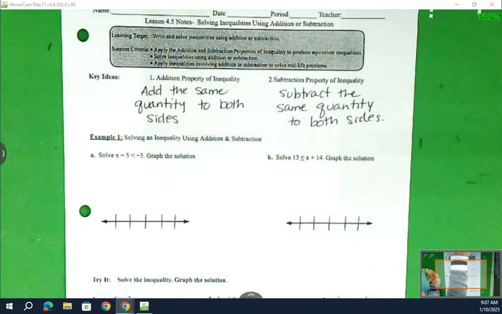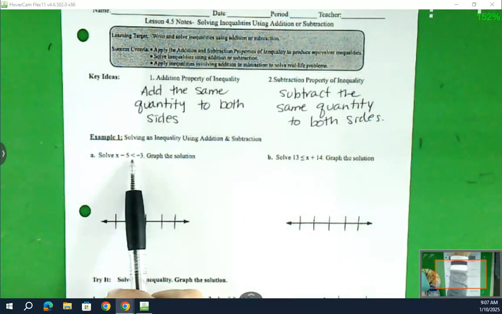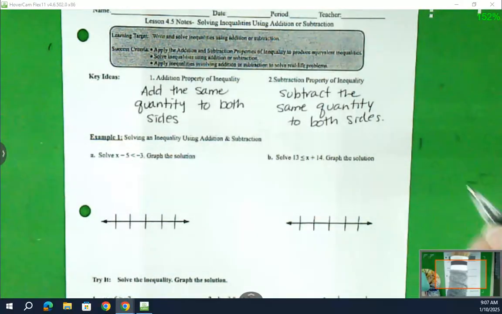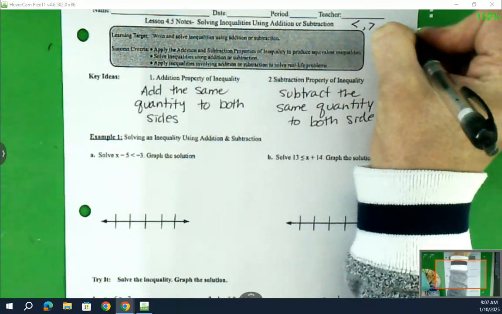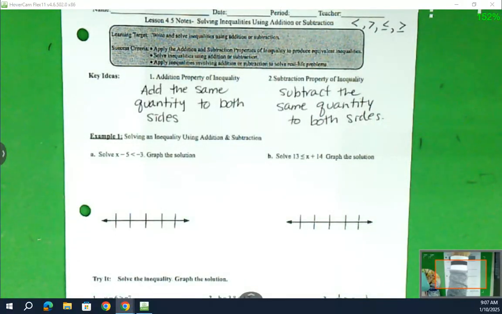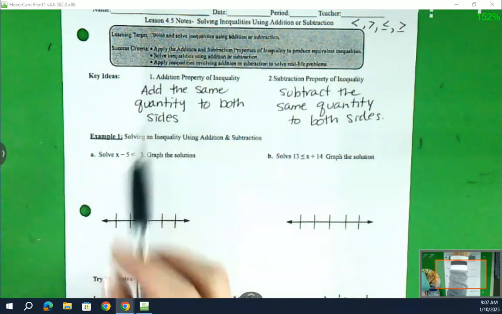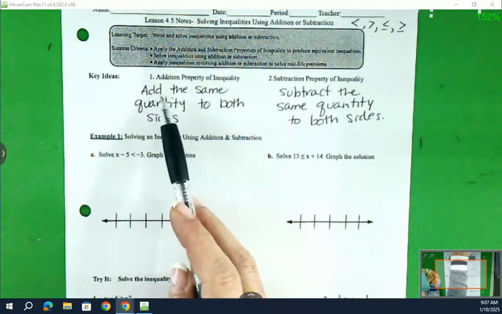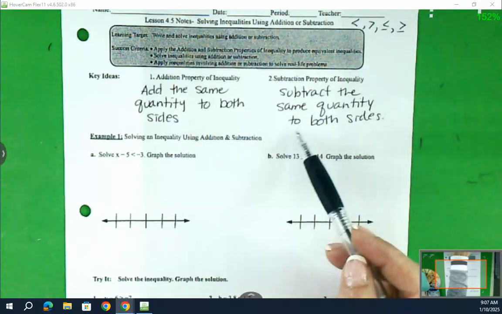Okay, this is lesson 4.5, solving inequalities using addition and subtraction. Solving inequalities is very similar to solving equations, except instead of having an equal sign, now we're going to have our inequality sign. So the four inequalities are less than, greater than, less than or equal to, and greater than or equal to. And there are two key ideas, which is the addition property of equality means that just like with an equal sign, with an inequality, we have to add the same quantity to both sides, as well as subtract the same quantity to both sides.